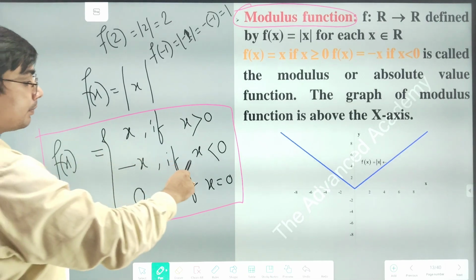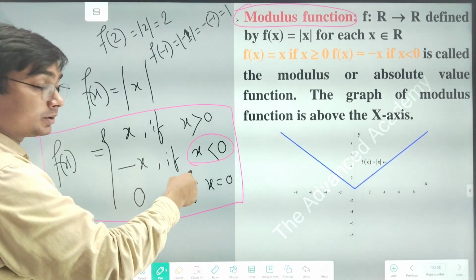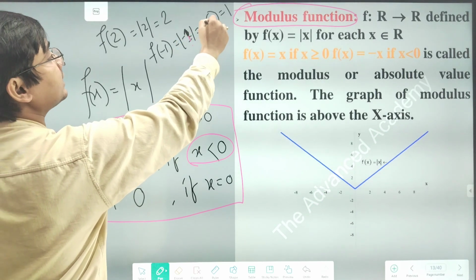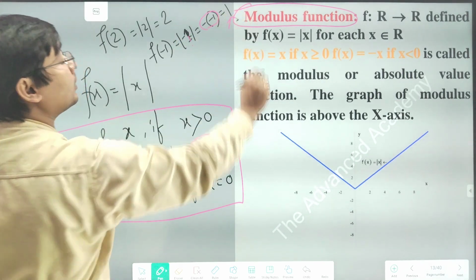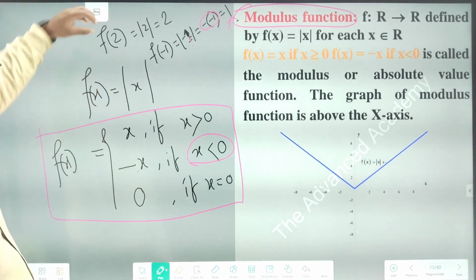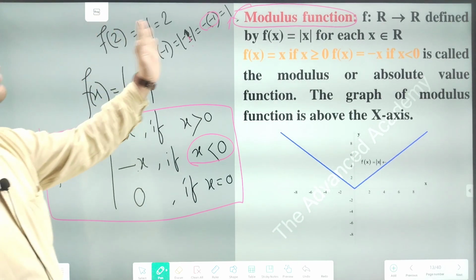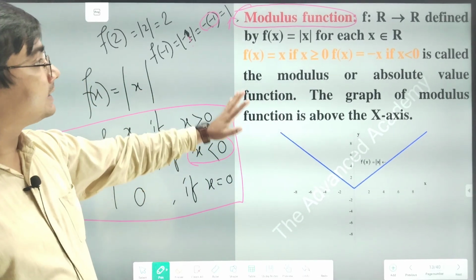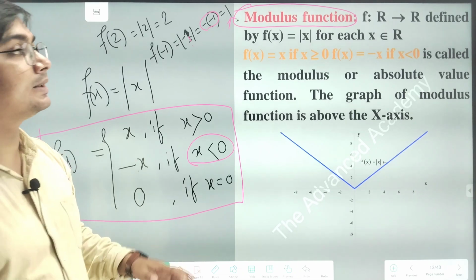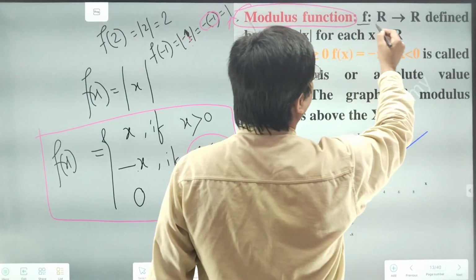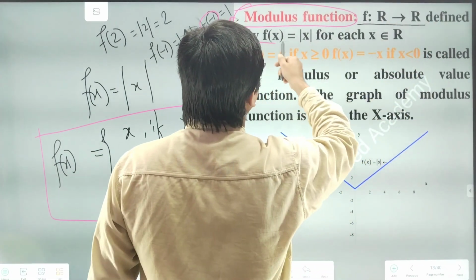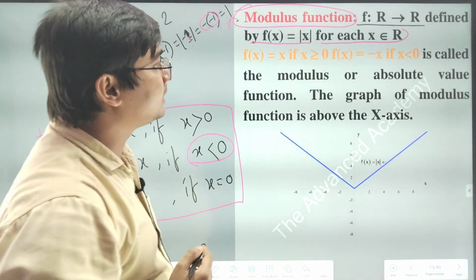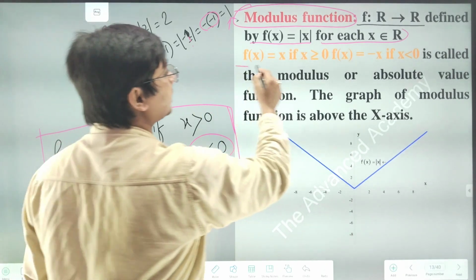When x is less than 0, a minus sign comes in front of it. Since minus 1 is less than 0, a minus comes in front, so it will obviously give 1. That means whether you give a plus or a minus value, it will always give a positive value. So this is just the modulus function. The definition: f from R to R defined by f of x equals mod x for each x belonging to R is a modulus function.